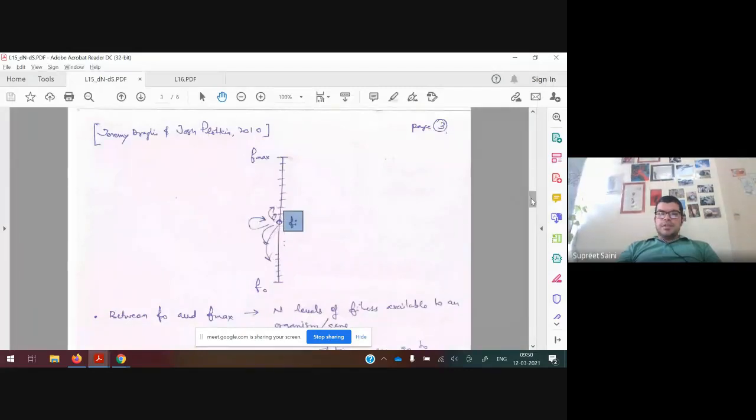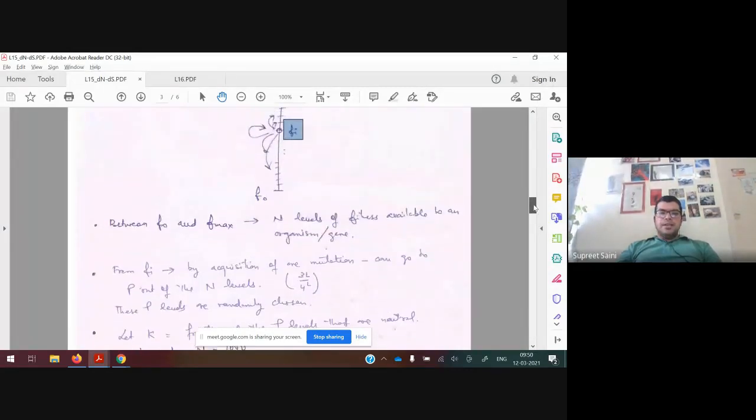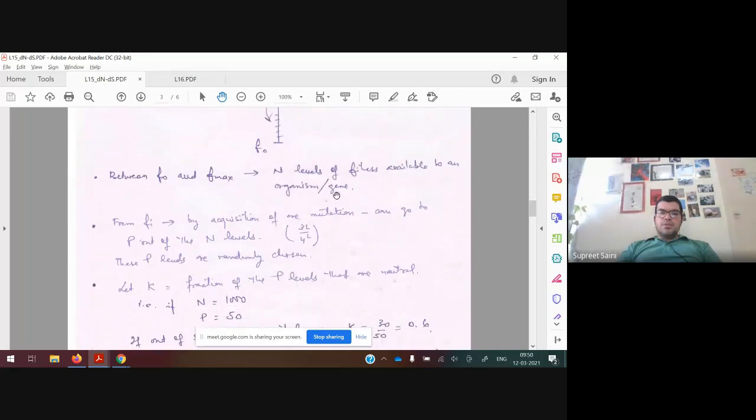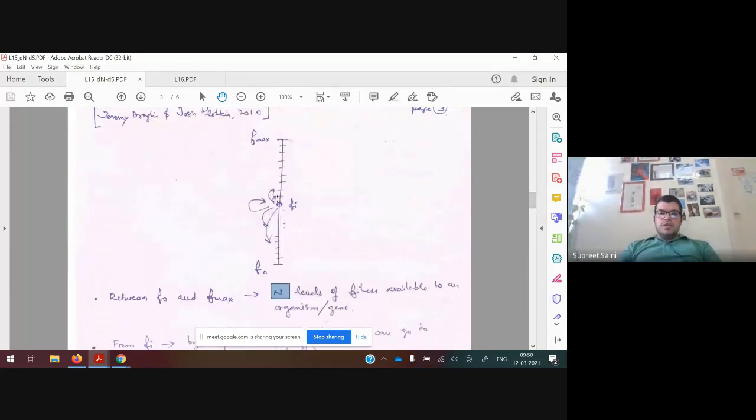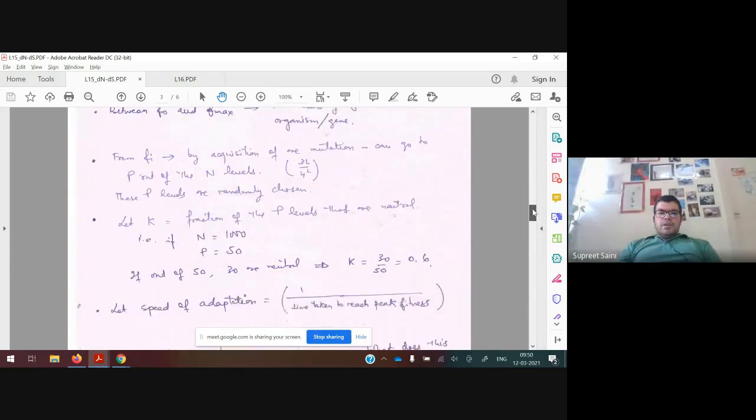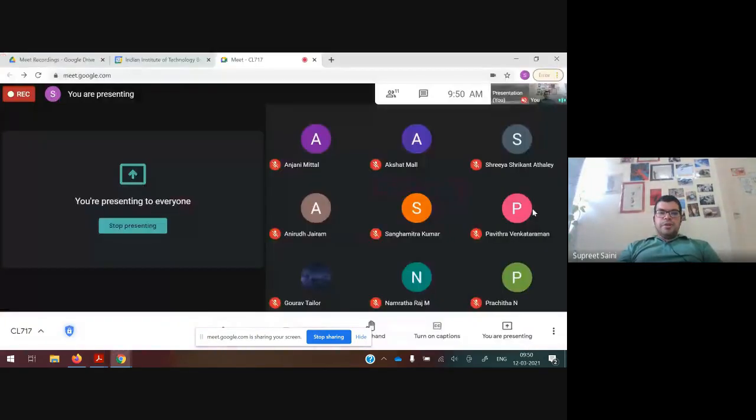It can go to a subset of these N. And let us say that out of the N levels available, via just one mutation, the mutant can go to p out of those N levels. And it could be anything. Some of those p will be beneficial, some of them will be neutral, and some of them will be deleterious. Great. Does that make sense to everybody?